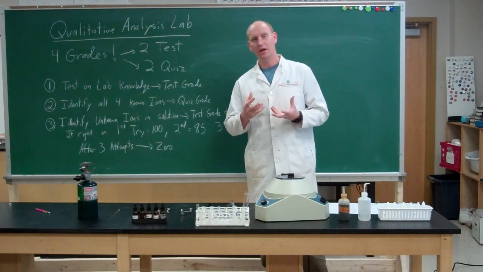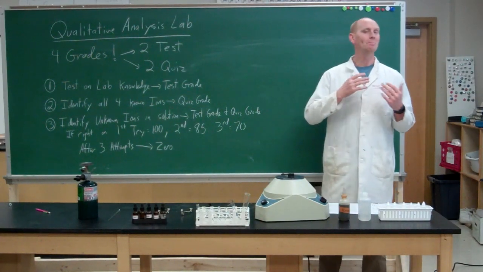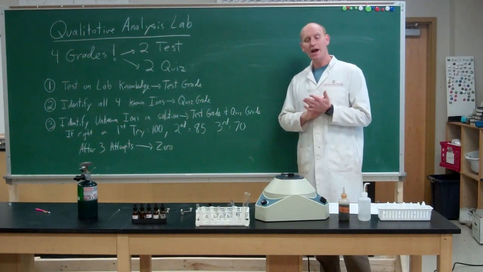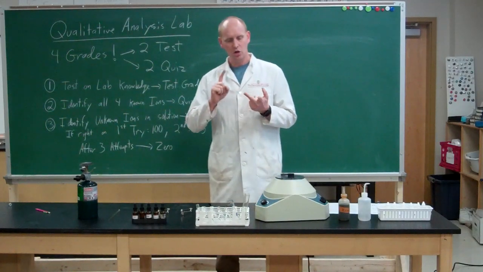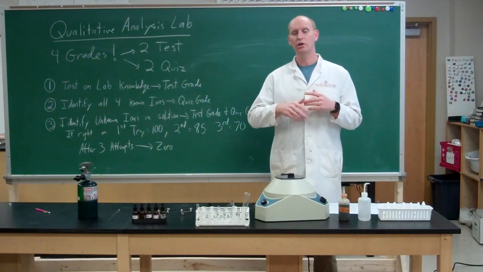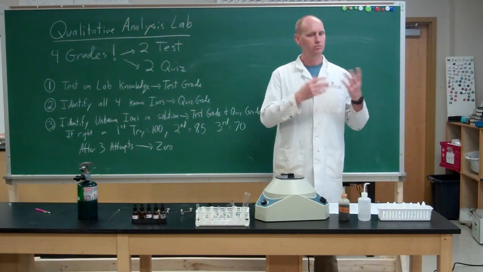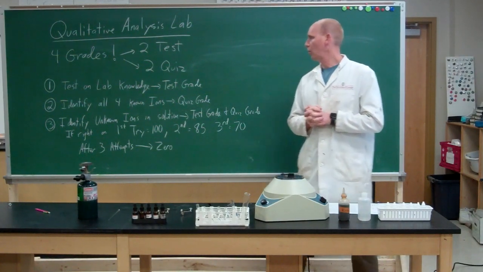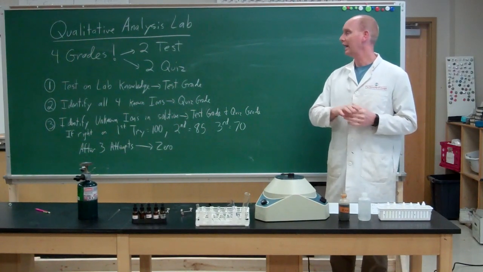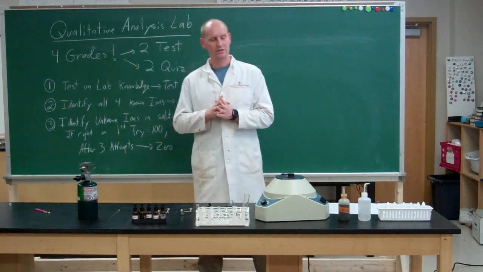What a qualitative lab does is it identifies the presence of something, but doesn't tell you how much of something there is. So in this lab, you're going to be given 4 ions: aluminum, chromium, iron, and nickel. And you're going to go through a test to identify each of these ions, which we'll get to in a minute. So this lab is 4 grades: 2 test grades and 2 quiz grades. And the grades are split up as follows.